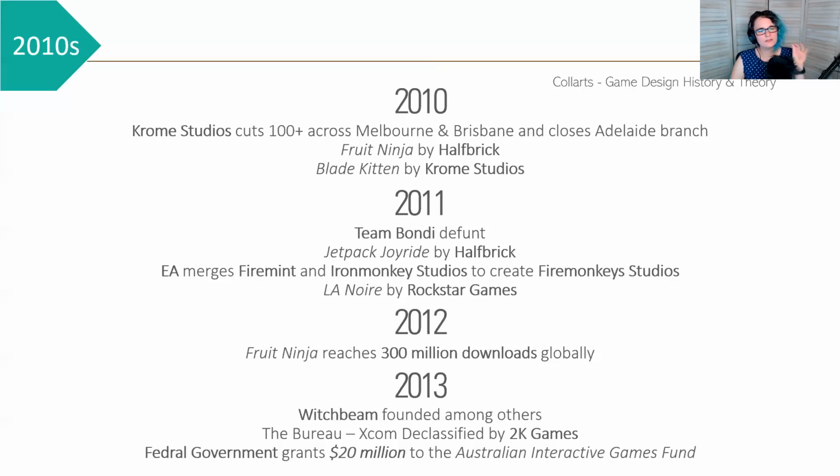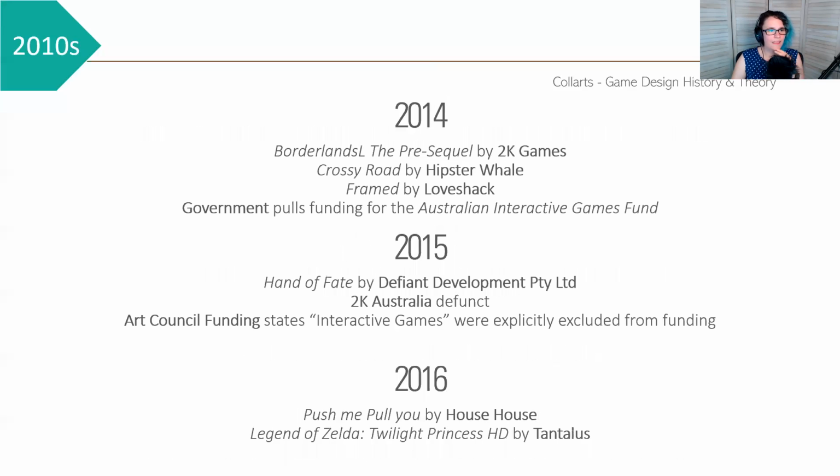2013, the federal government granted $20 million to the Australian Interactive Games Fund. And then in 2014, they removed it. But we had people fighting for us. The Greens were fighting for us in the Senate to get an investigation done as to why we are not being funded. Like, as in, why is the Australian government not funding this? Because there's so much money in this, we should be funding it.